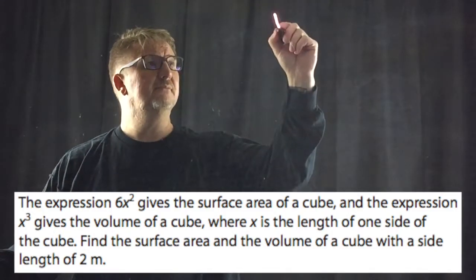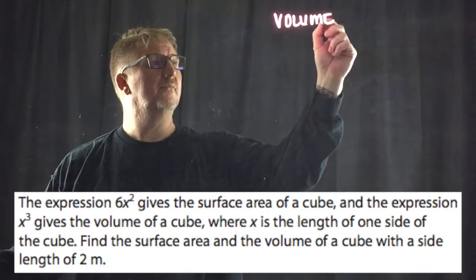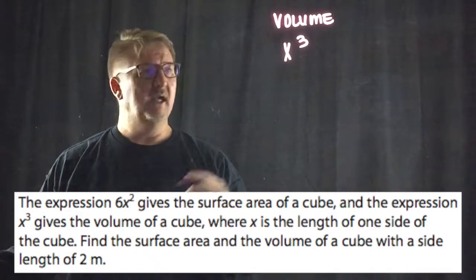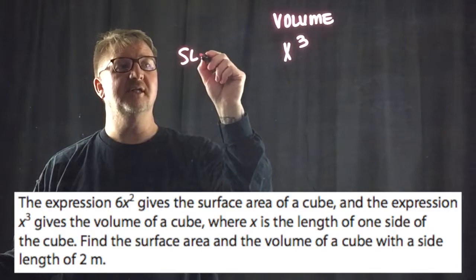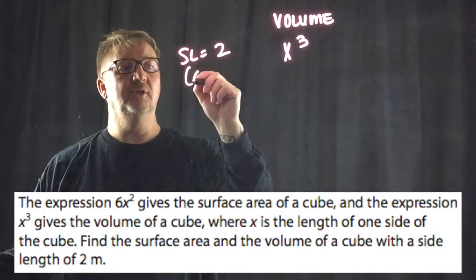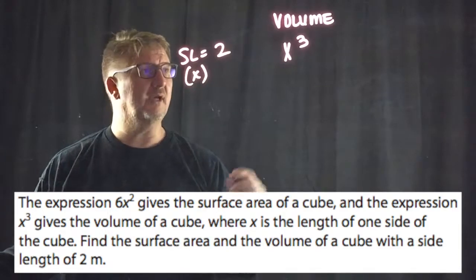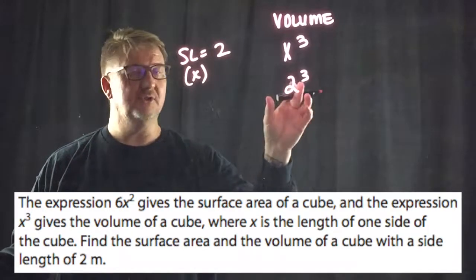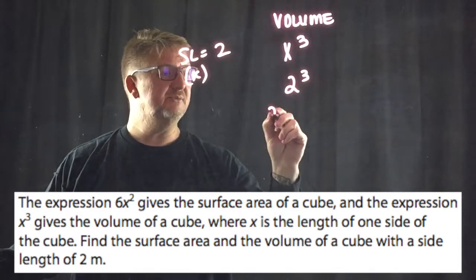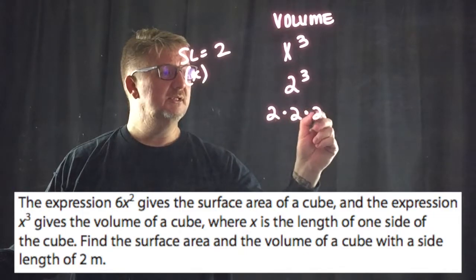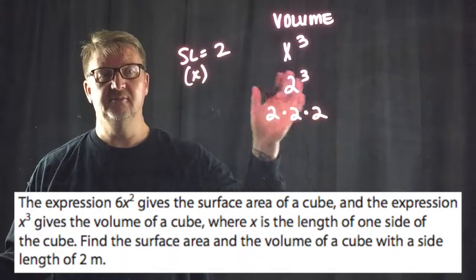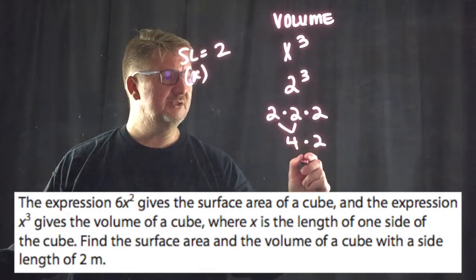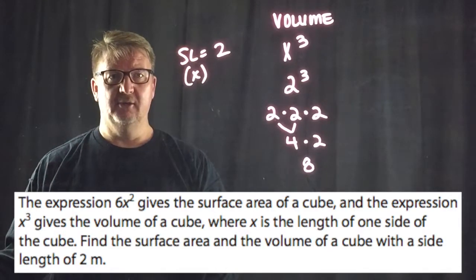For the volume, we have x to the third power. And we said that our side length, I'll just call it SL, equals 2. Really, what we're going to call that is x. Okay, so we have 2 to the third power, which is going to give us our volume. So this means 2 times 2 times 2. This is not 2 times 3. Please remember this. 2 times 2 is 4, times 2 is 8. Okay?